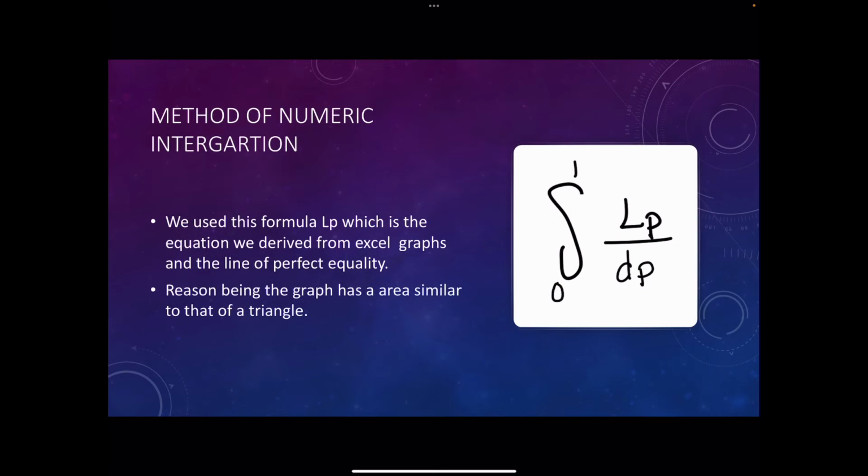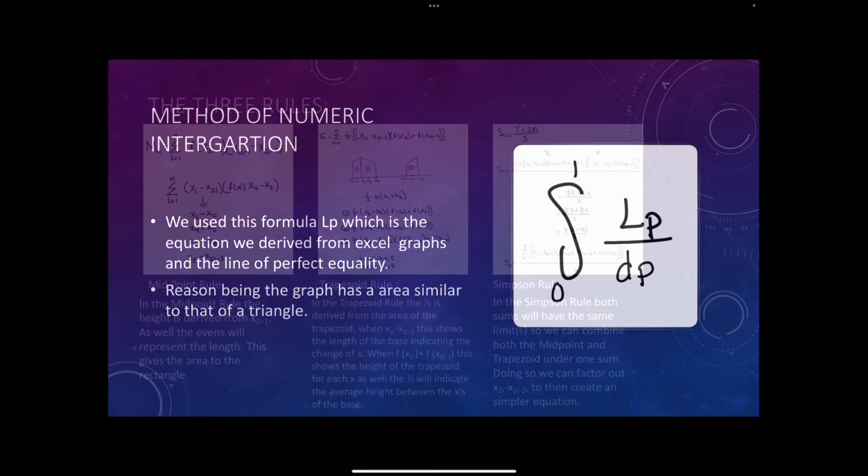Here's our method of numeric integration, which we used to get our Gini coefficients. We did this by taking the integral from 0 to 1 of L(P), which is an equation we got from Excel graphs, and our line of perfect equality. The reason we set our integral up like this is because it has an area similar to a triangle when you look at it between the line of perfect equality and the Lorenz curve.